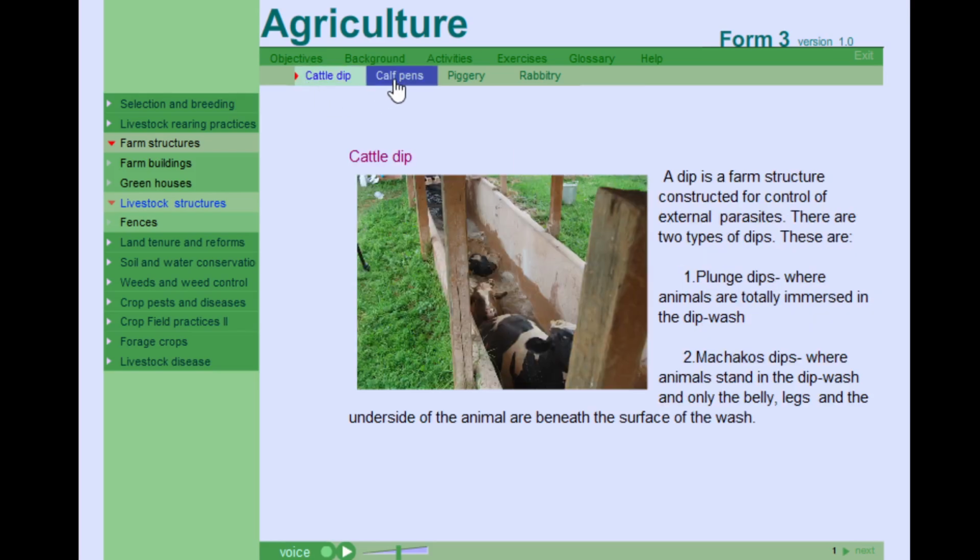Cattle dip. A dip is a farm structure constructed for control of external parasites. There are two types of dips. These are plunge dips, where animals are totally immersed in the deep wash, and Machakos dips, where animals stand in the deep wash and only the belly, legs, and the underside of the animal are beneath the surface of the wash.